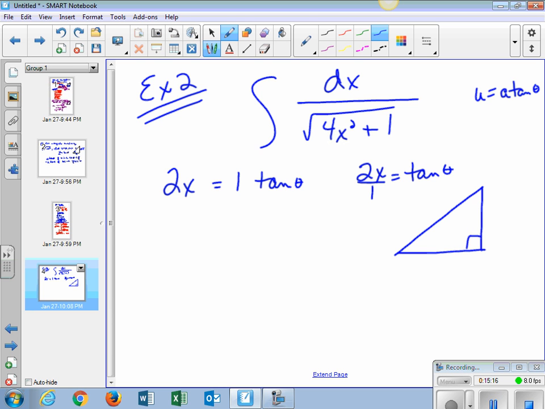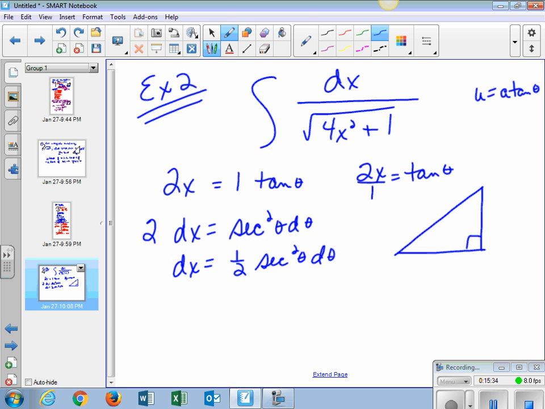And I also need to find my derivative. So on the left side, I get a 2 dx. On the right side, I get the derivative of tangent, which we all remember is secant squared theta d theta. So I do need to get dx by itself. That's going to be 1/2 secant squared theta d theta, to be able to substitute that in.